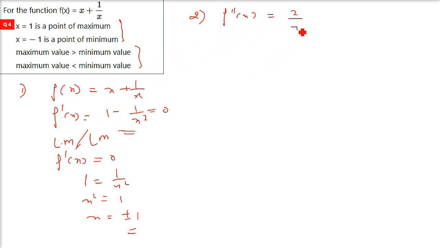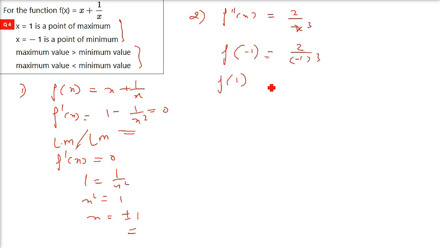The first derivative is already found. My humble submission to you is to differentiate it again. I have already differentiated it. It is 2 by x cube. I just have to put in these two values, f negative 1 and f 1. Let me reiterate, plus 1 and minus 1 have to be checked separately.